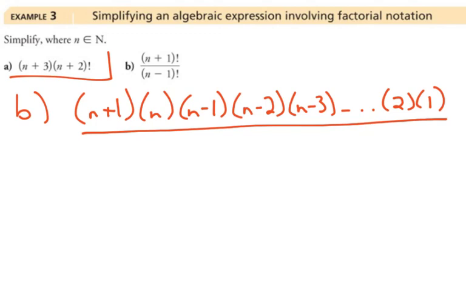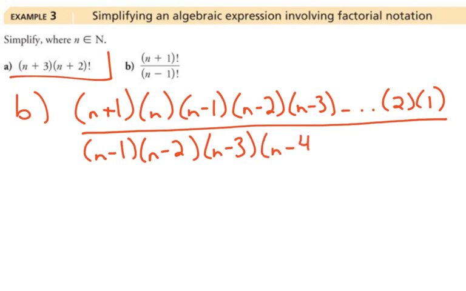On the bottom, we have n minus 1 factorial, so writing out the definition of that, we would have n minus 1. 1 less than that would be n minus 2 times n minus 3, and we can see the pattern, times n minus 4 times n minus 5 times n minus 6, until at the end we multiply times 2 times 1.